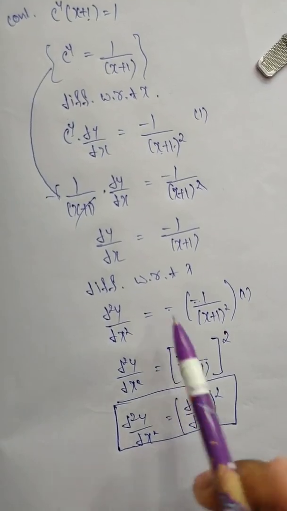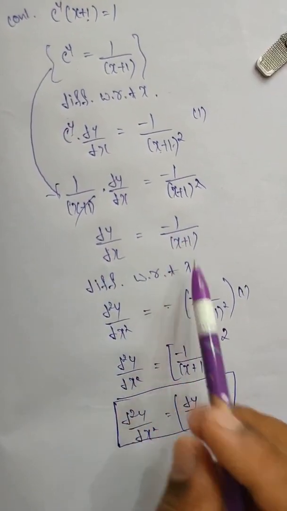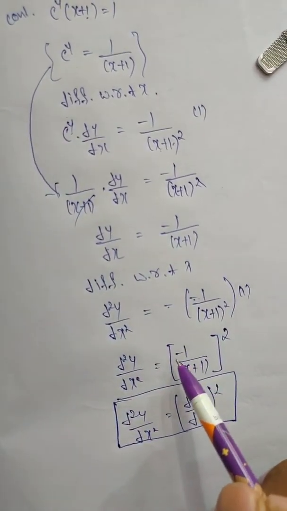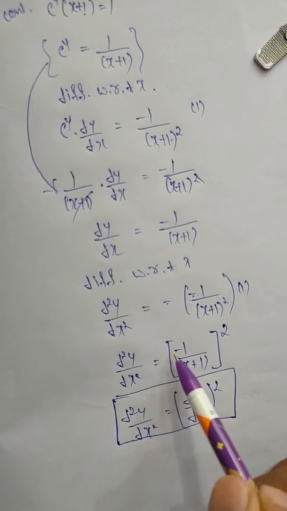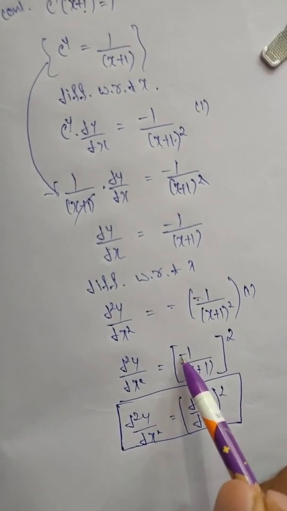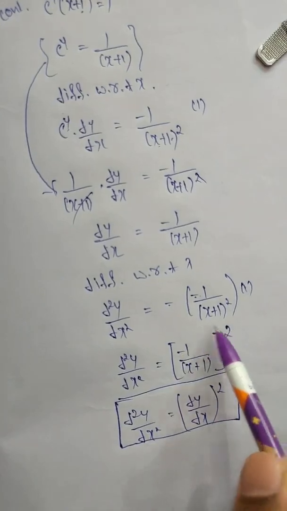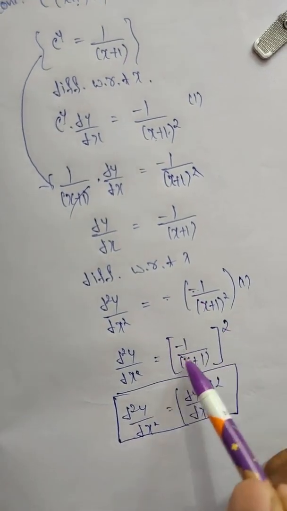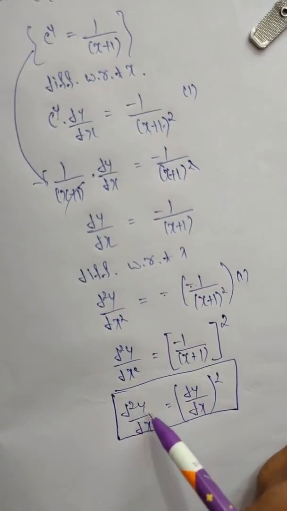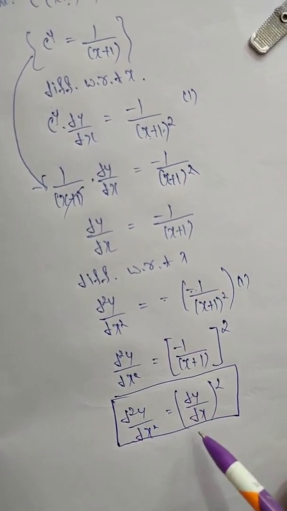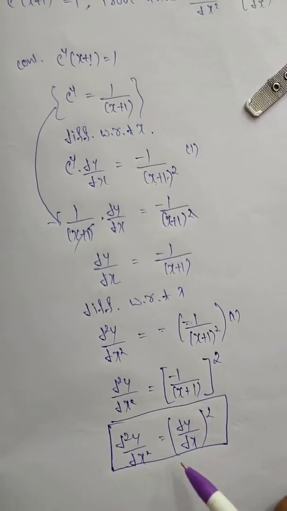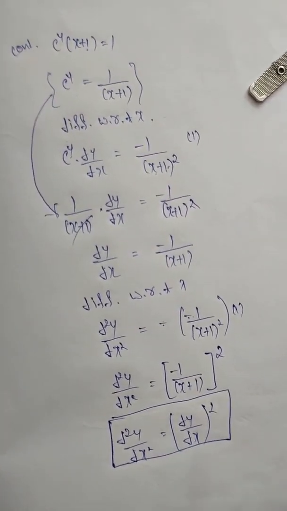So in the problem we know that dy by dx is minus 1 by x plus 1. Substitute the minus 1 by x plus 1 as dy by dx and put minus here. This minus will not change here, because minus square is what? Plus. Because minus minus is plus, minus square is also a plus. So d square y by dx square is equal to dy by dx whole square. Is it okay? Is it easy? So we'll go for the next problem.